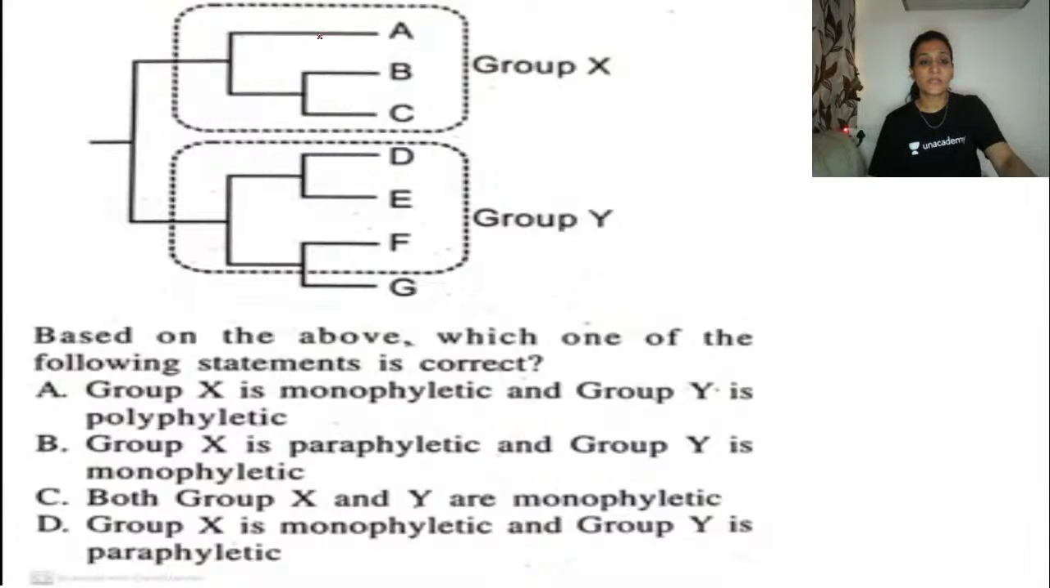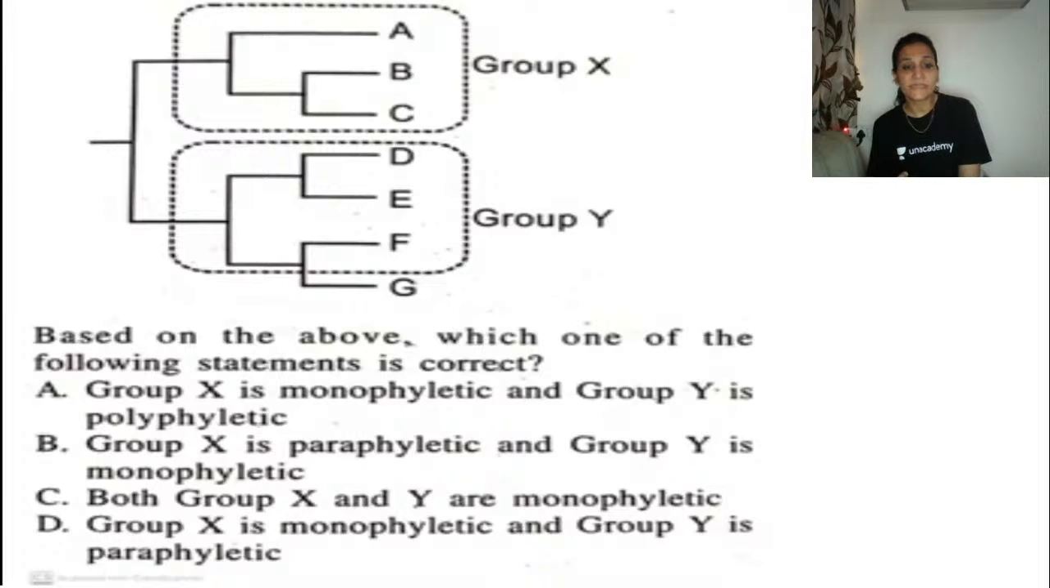Then in this question, based on the above, which one of the following statements is correct? So see from this, group X is monophyletic and group Y is polyphyletic. Monophyletic, polyphyletic and paraphyletic we have seen. It is saying that X is monophyletic and Y is polyphyletic. But monophyletic should include the ancestor and all the descendants. So that is not right.